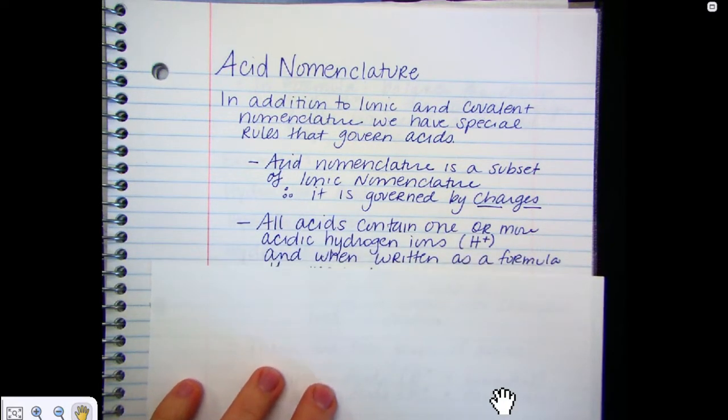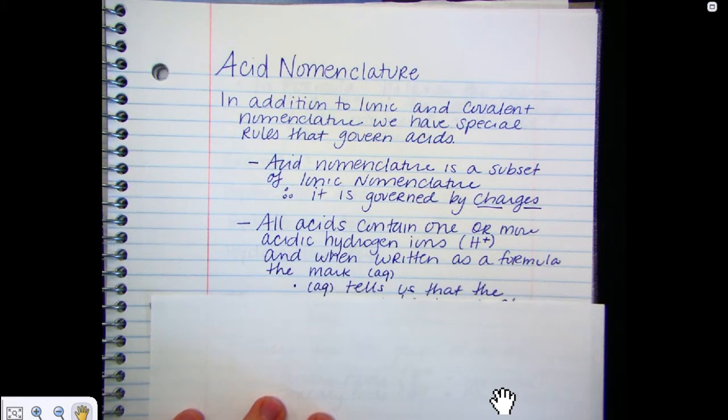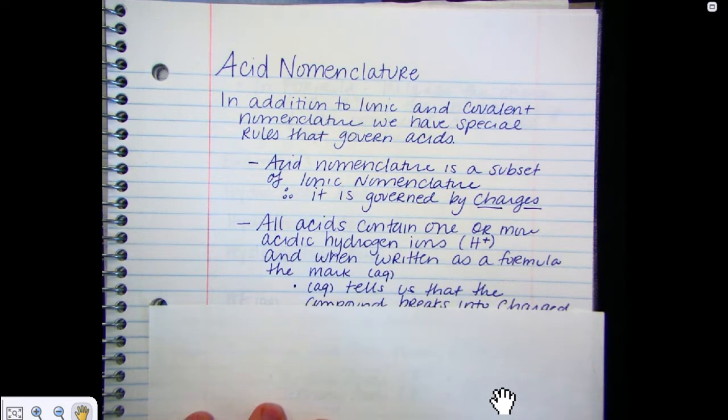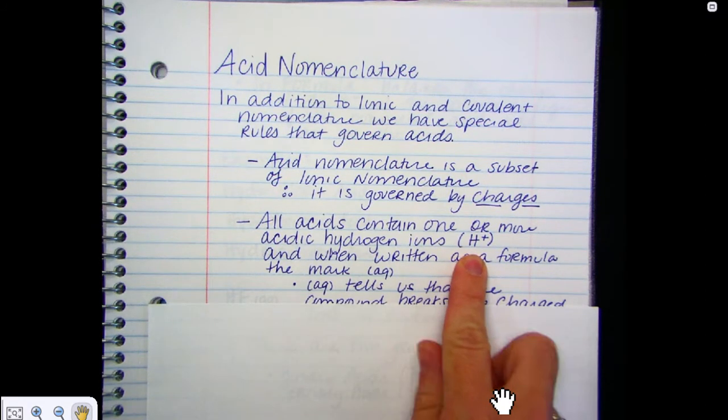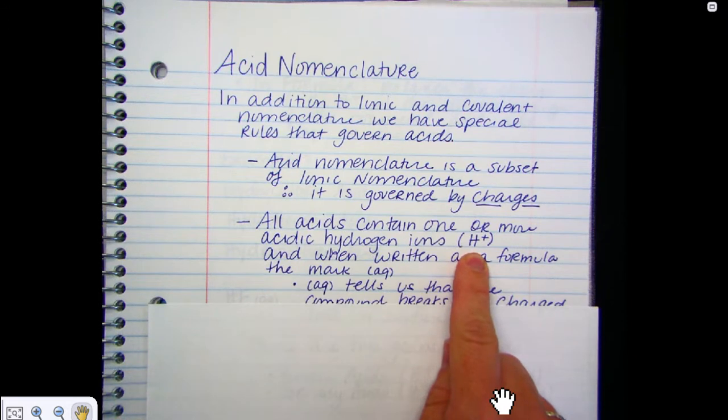So all acids contain one or more acidic hydrogens. An acidic hydrogen is an H+. So acids are caused by the presence of a hydrogen ion. A lot of times the way we talk about acids and bases is to talk about them in reference to pH. pH is literally a measure of the concentration of these acidic hydrogens in a solution.